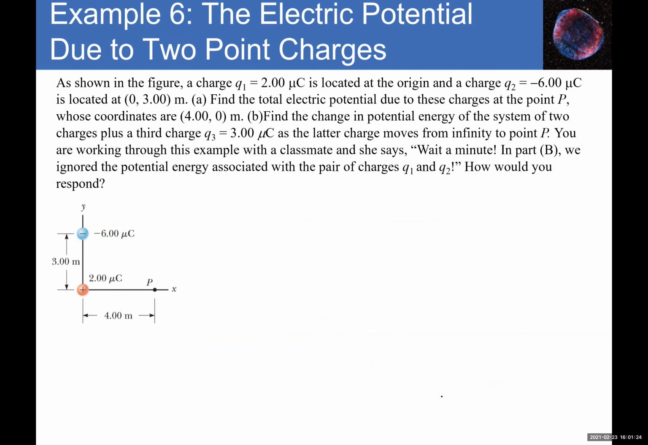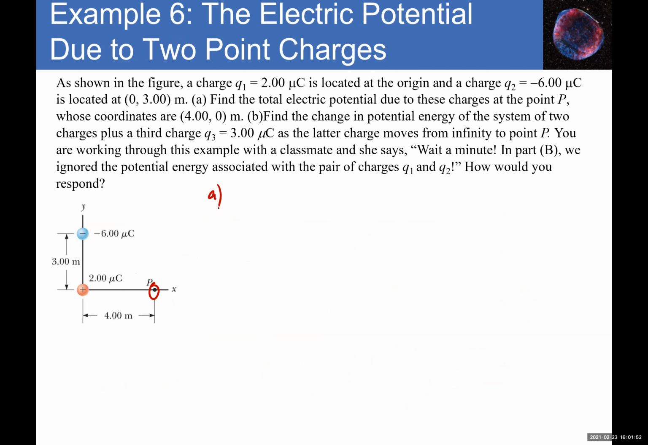All right, so here's one more example. As shown in the figure, a charge Q1 equals 2 microcoulomb is located at the origin, and a charge Q2 equals negative 6 microcoulomb is located at x equals 0, y equals 3 meters. Find the total electric potential due to these charges at point P. And then here's point P, whose coordinates are x equals 4, y equals 0. All right, so let's do that first.